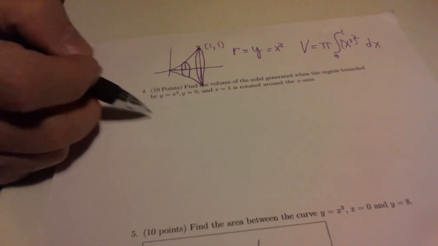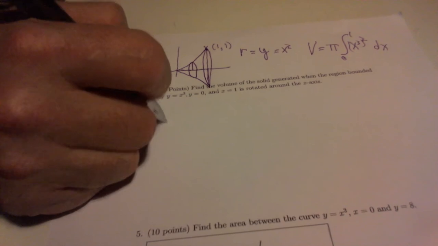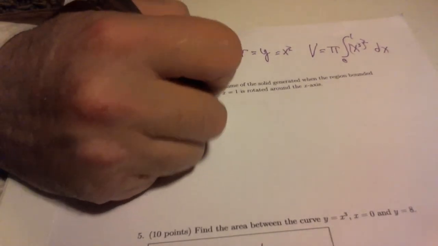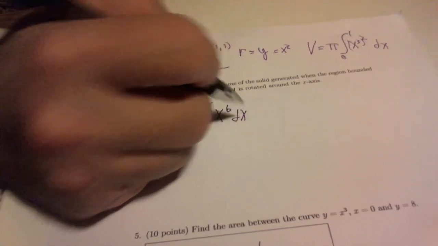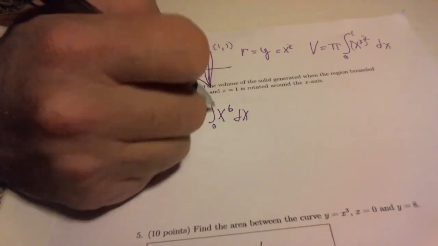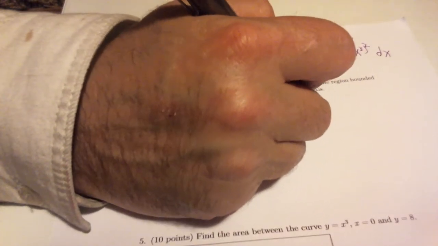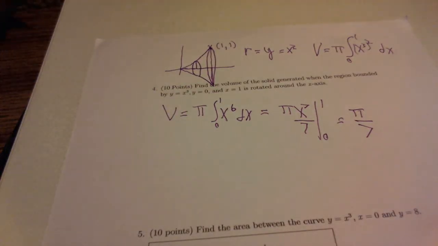Look at all this space you didn't use. Yeah, I can use this space here to finish the problem. The volume equals pi integral x to the 6th dx. Still haven't integrated yet. And now I'm going to get pi x to the 7th over 7 evaluated from 0 to 1. So my answer is just pi over 7. I'm feeling good.